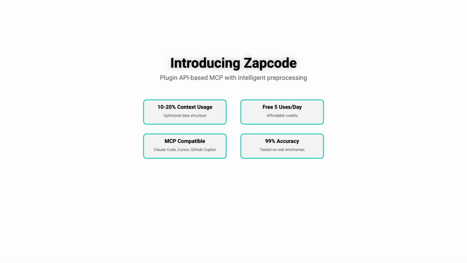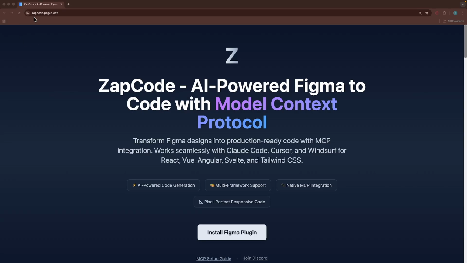Free for 5 uses per day, with affordable credits beyond that. Works with Claude Code, Cursor, GitHub Copilot, and other MCP-compatible tools. All data stays local on your machine. And it's been tested on hundreds of real-world wireframes to ensure that 99% of designs are processed accurately. Let me show you how it works.